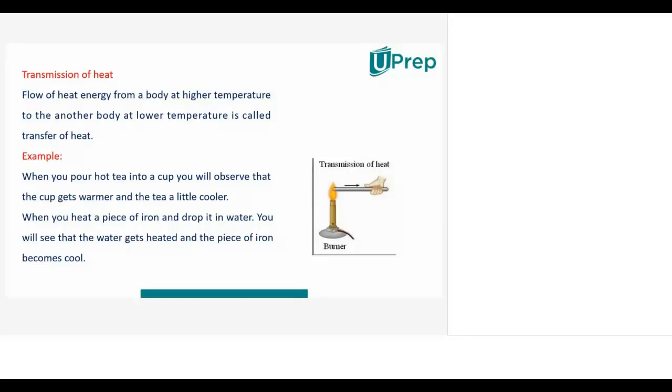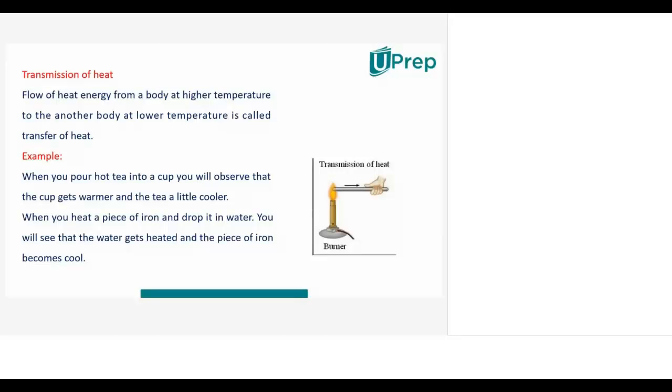What I did is I kept one metal rod, and we hold that metal rod at the other end. One end is there in that flame, one end is there in your hand. Now after some time, what do you observe? Have you understood my question?